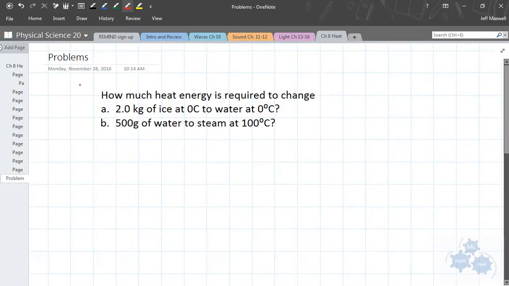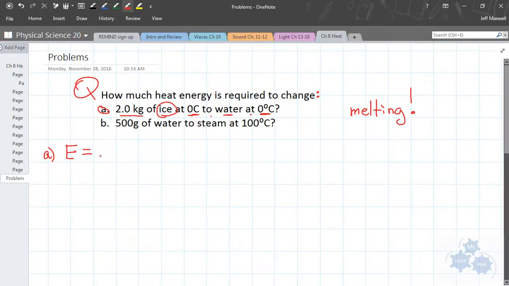So this first example question says, how much heat energy is required to change A, 2 kilograms of ice, so that's solid water, at 0 degrees, to water at 0 degrees. So we're talking about melting, right? And so for A, the solution here, we're going to use the formula E equals what?